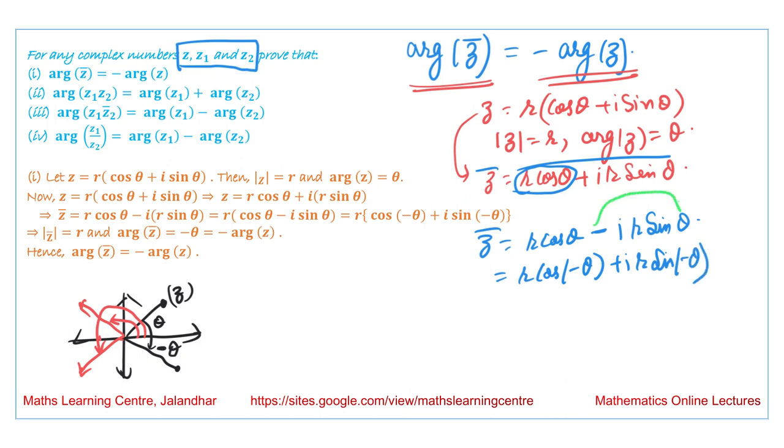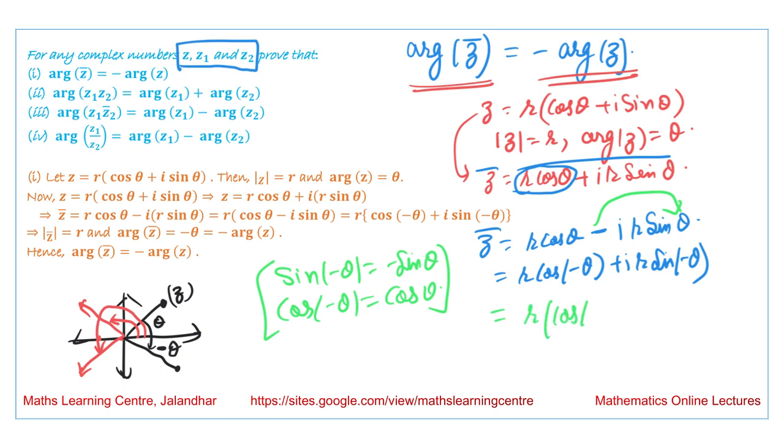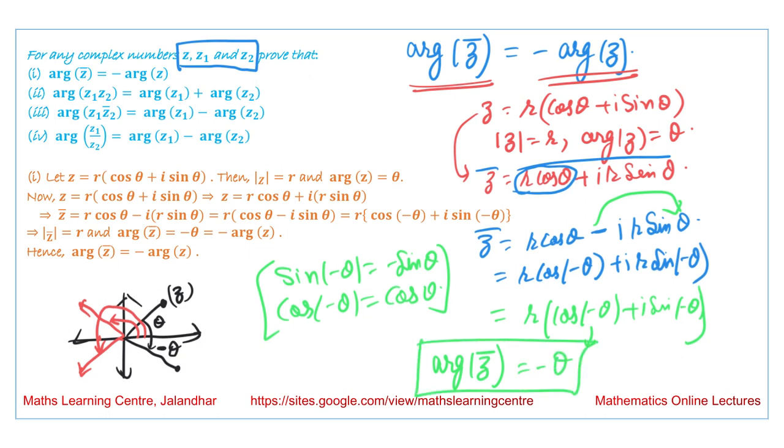What we have done is shifted this minus sign over here, and we know that sin of minus theta is equal to minus sin theta, and cos of minus theta is equal to cos theta. So this gives us r into cos of minus theta plus iota sin of minus theta, and this proves that the argument of z bar is minus theta. Minus theta means it is minus argument of z.